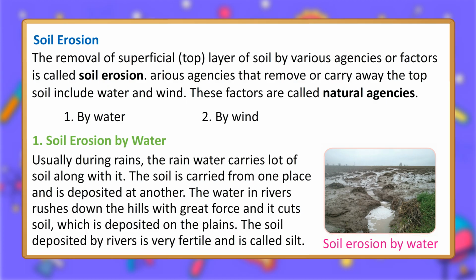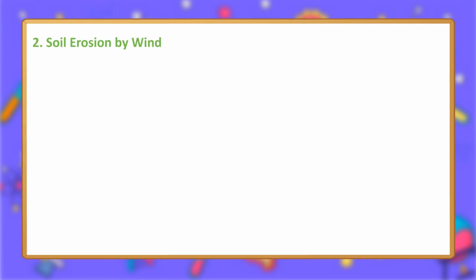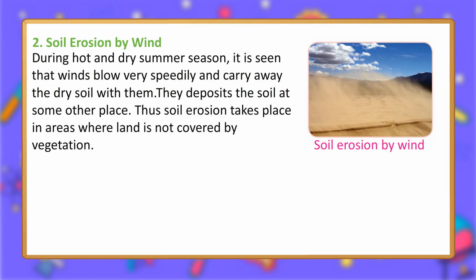Soil erosion by water. 2. Soil erosion by wind. During the hot and dry summer season, it is seen that winds blow very speedily and carry away the dry soil with them. They deposit the soil at some other place. Thus soil erosion takes place in areas where land is not covered by vegetation. Soil erosion by wind.